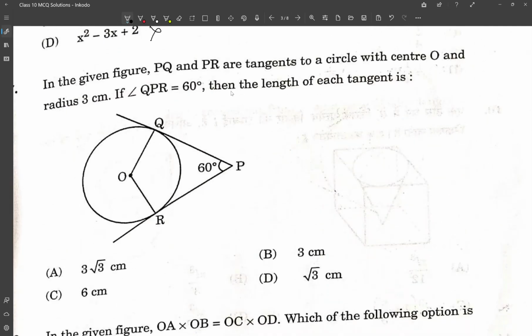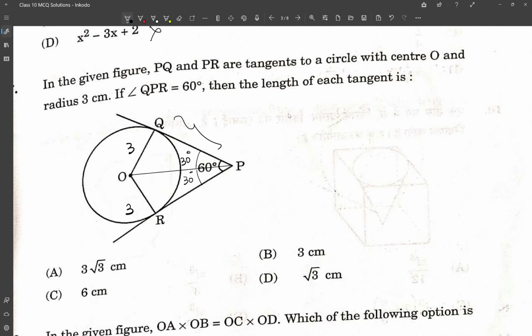In the given figure, PQ and PR are tangents to a circle with center O and radius 3 centimeter. If angle QPR is 60 degrees, then find the length of each tangent. You can draw the hypotenuse here. Now, this gets bisected. These two are congruent triangles, and this is 30 and this is also 30. We are supposed to find the length of the tangent QP.